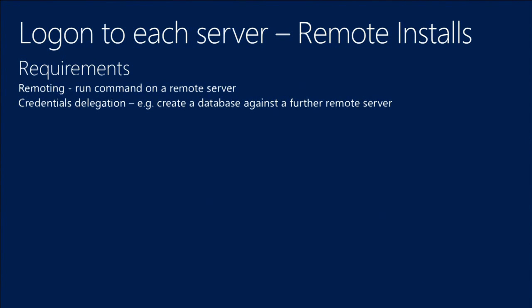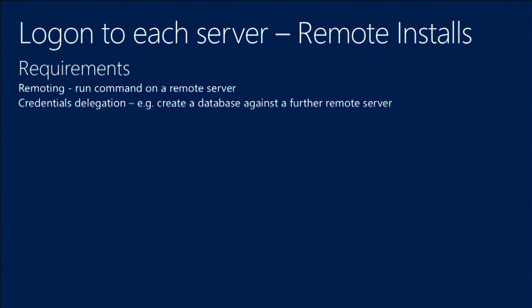That means that not only do I need to execute something remotely, but the context it runs in needs to be able to execute something else remotely from it. For example, if I'm installing a management server, and the first management server for Operations Manager, for example, creates a database against some other database server, that's double hop authentication.